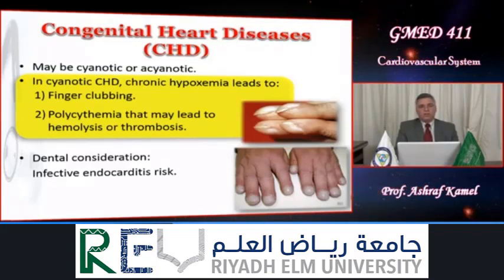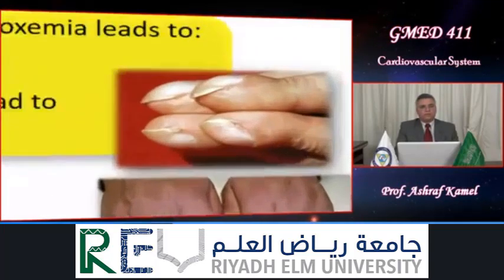In cyanotic heart disease, there is hypoxemia, and hypoxemia can give manifestations that can be seen by inspection, like finger clubbing, the one seen in this picture. And number 2, they can give polycythemia. Polycythemia is a high number of red blood cells, which increases the viscosity of the blood and can predispose the patient to hemolysis or thrombosis. The dental consideration is infective endocarditis risk. These patients have a structural heart abnormality and need to be protected by prophylactic antibiotic before the dental procedure.